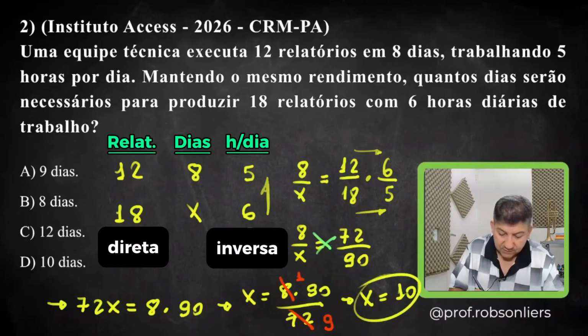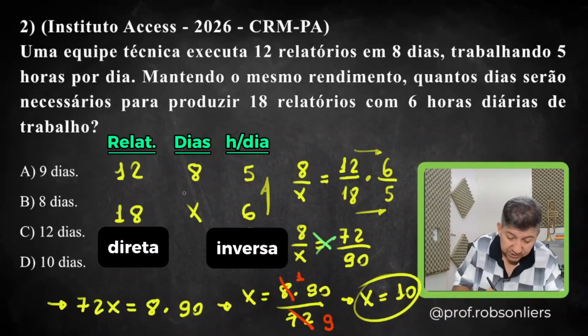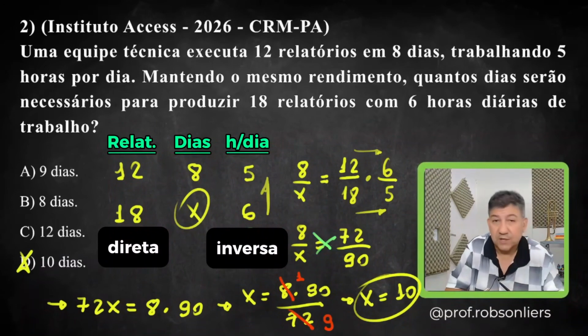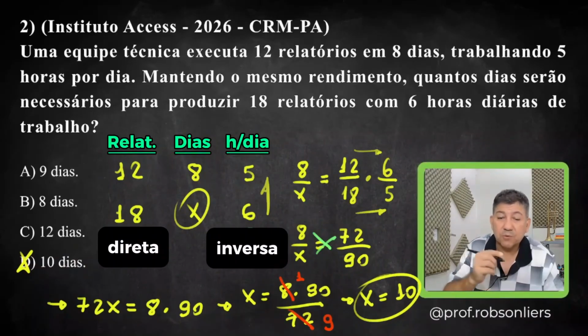We found the value of x here. And that's exactly what we were looking for, right? Here, look. How many days will be needed to produce 18 reports with 6 hours of work per day? We represented that by x. X is equal to 10. That is, 10 days of work will be needed. Awesome, right? Whoever got 10 got the question right. If you solved it in a different way than I did, let me know in the comments.